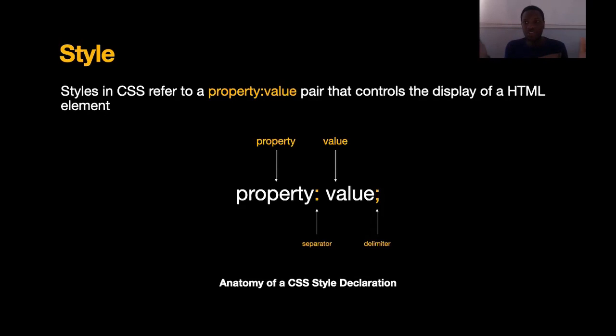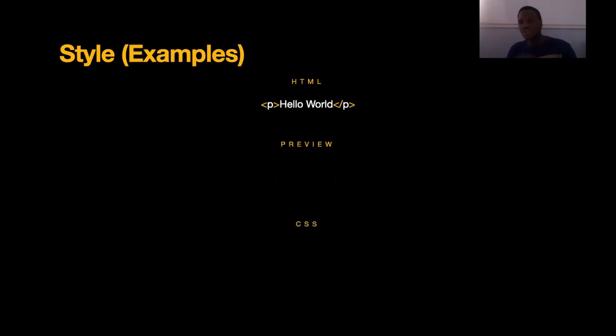Without that colon, there is nothing differentiating the property from the value. So the property first, then you have a colon, and then you have the value. And then you have a delimiter, or a semicolon in this case, right? So that's just the basic anatomy of a style. Like I said, this would make sense as we go along. Now let's look at what a style example is like.